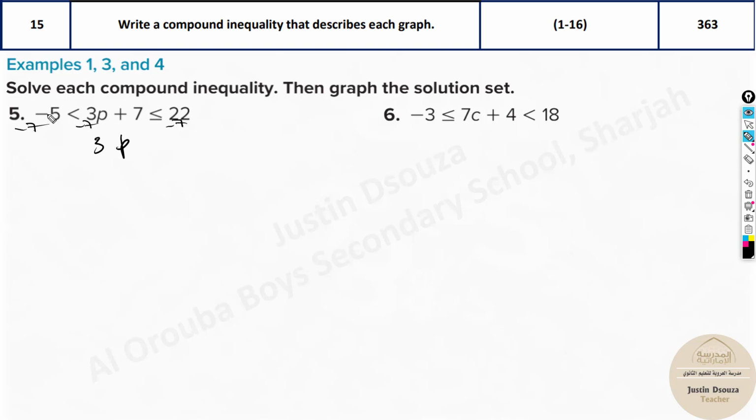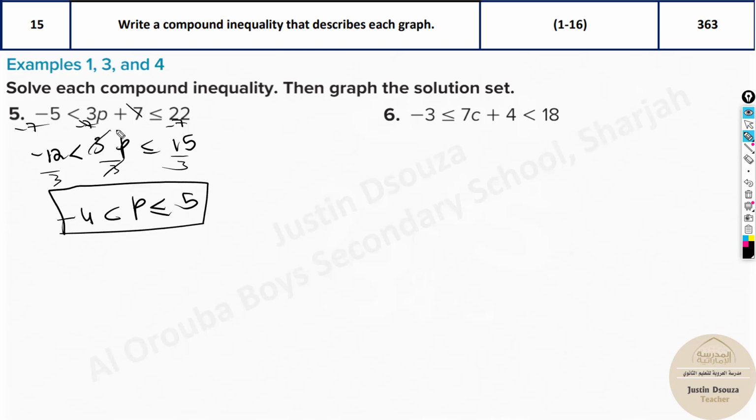What happens? Minus 5 minus 7 will be minus 12, which is less than 3p only, because the minus 7 and plus 7 cancel. Less than or equal to 22 minus 7, which will be positive 15. Now I need this 3 to be gone. So divide by 3, divided by 3, divided by 3. The 3 cancels. You're remaining with minus 4 less than p, less than or equal to 5. So this is another shorter way instead of doing the two separate parts. This is not always in writing, but in your textbooks they generally tell two separate ways. But this is one direct way also. I will show you in this problem.